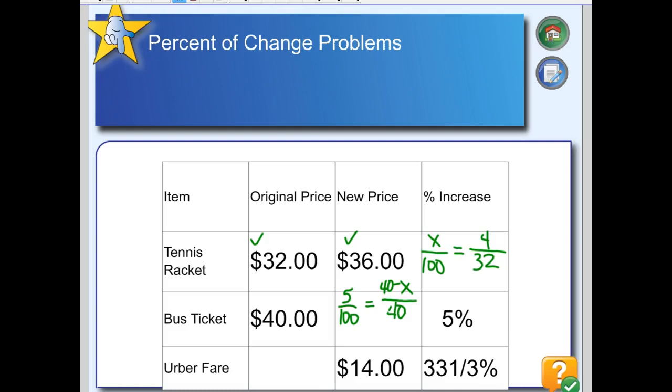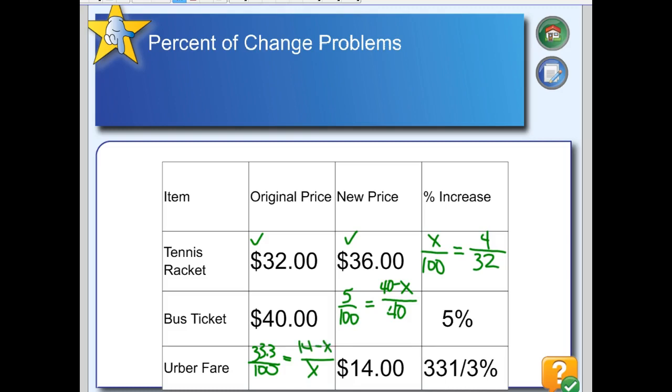And then on the last one, the Uber fare, you've got to remember when we're looking for original price, I need to have 2 X's in my proportion. So we know it's 33 1/3, so I'm just going to make that 33.3 over 100 equals, now I need the original, so I need an X there. Now we've got to think it through. If it's a percent increase, the new price is more, so this would be 14 minus X.